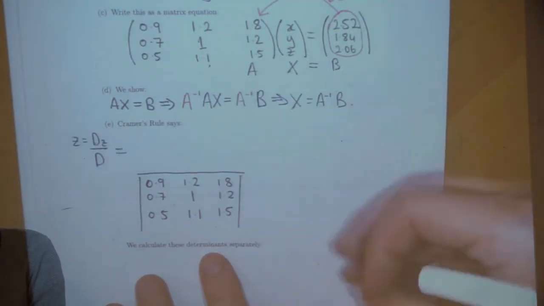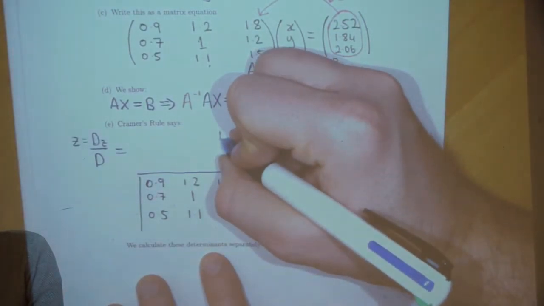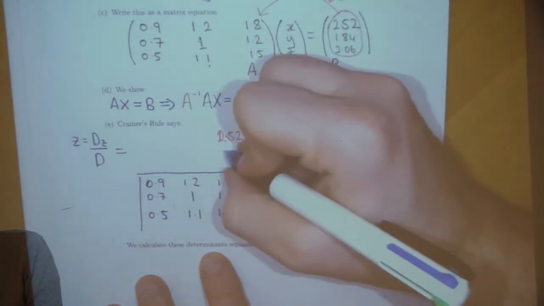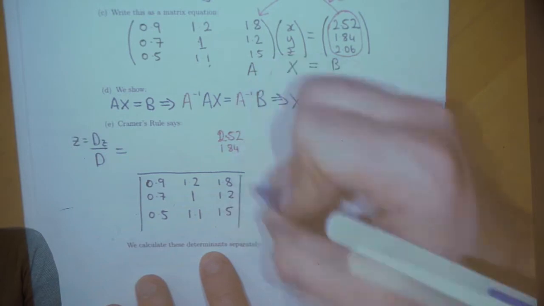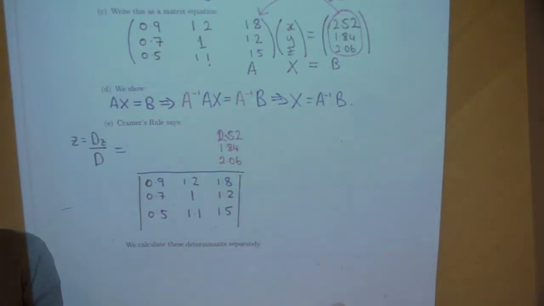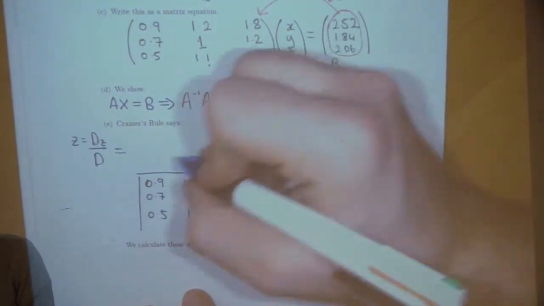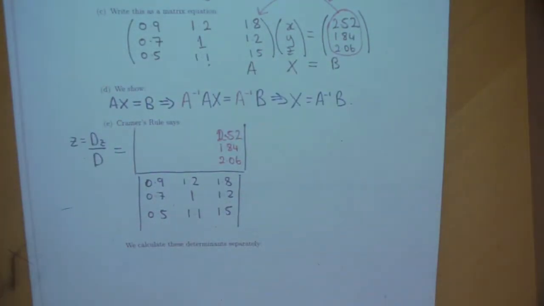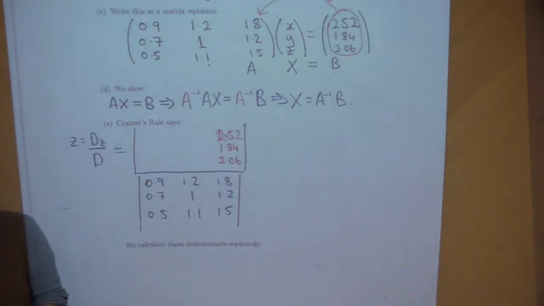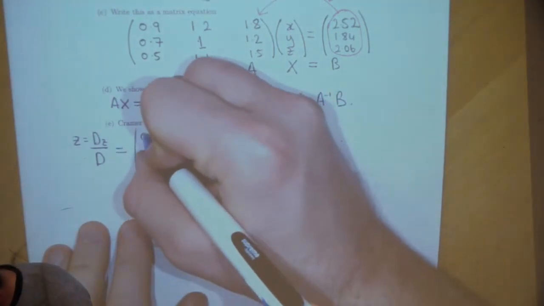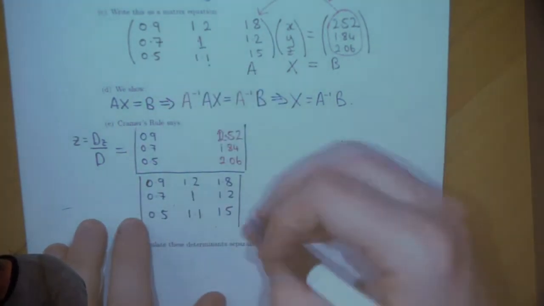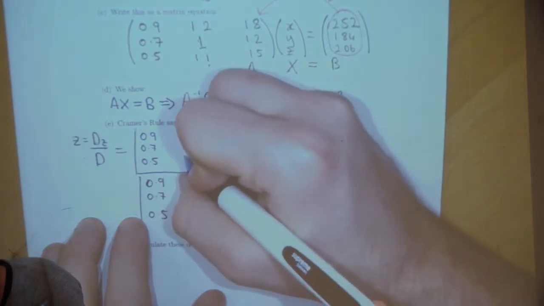So down here you have 2.52, 1.84, and 2.06. That's what dz means. The same thing, except the constants replacing the z coefficients. The rest of it is there: 0.9, 0.7, 0.5, 1.2, 1, and 1.1.